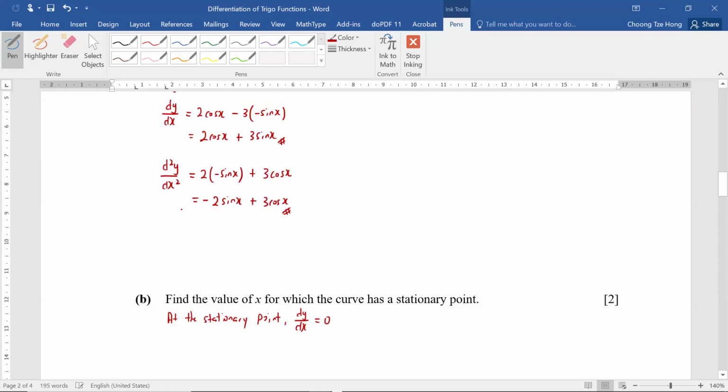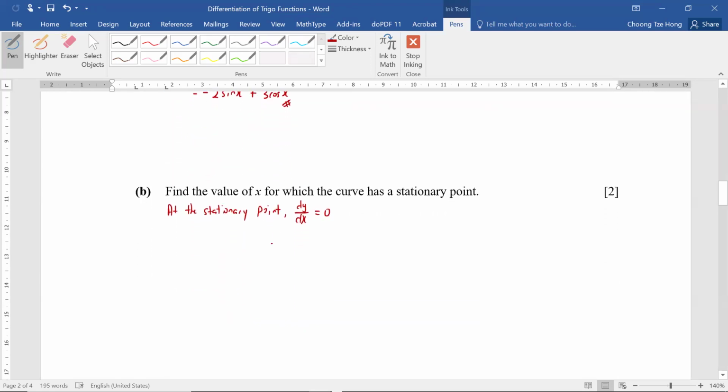So dy/dx is 2 cosine x plus 3 sine x, so 2 cosine x plus 3 sine x equals 0. If you recall, to solve a trigo equation, we always want to convert the whole equation such that there's only one type of trigo function, either sine, cosine, or tangent only. So now your objective should be to convert this particular trigo equation such that it only has one type of trigo function.